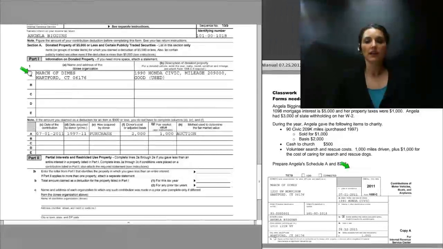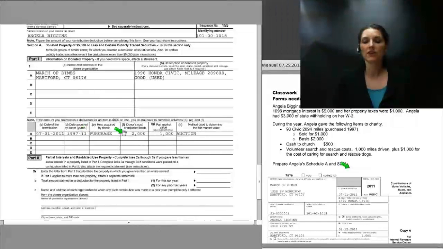We've entered March of Dimes, got the description that is a Honda Civic. The mileage is 209, and the condition was good, used. Then, in the date of the contribution, we enter 7/1/2011, and we've got an acquisition date of 1997. How was the vehicle acquired? It was acquired by purchase.